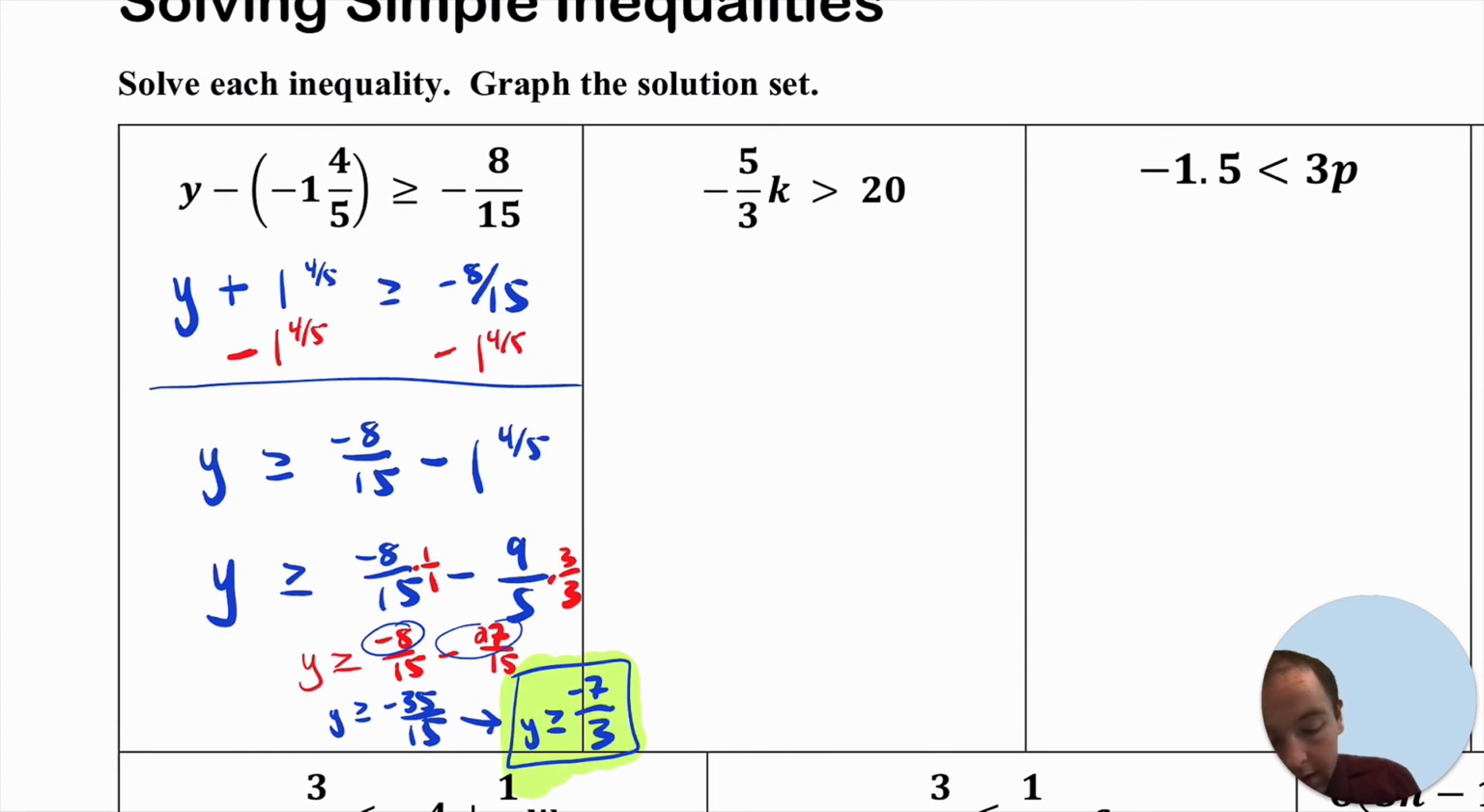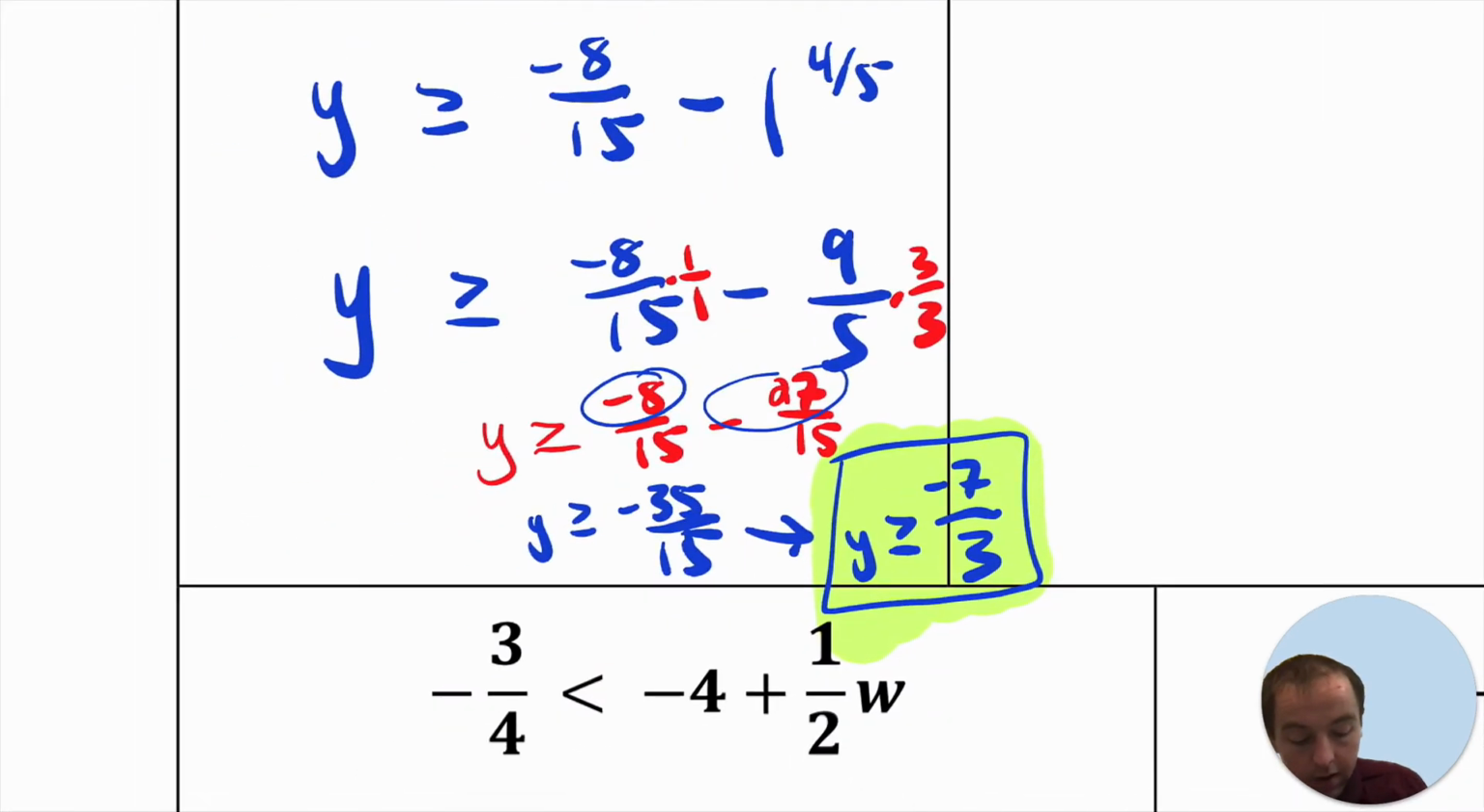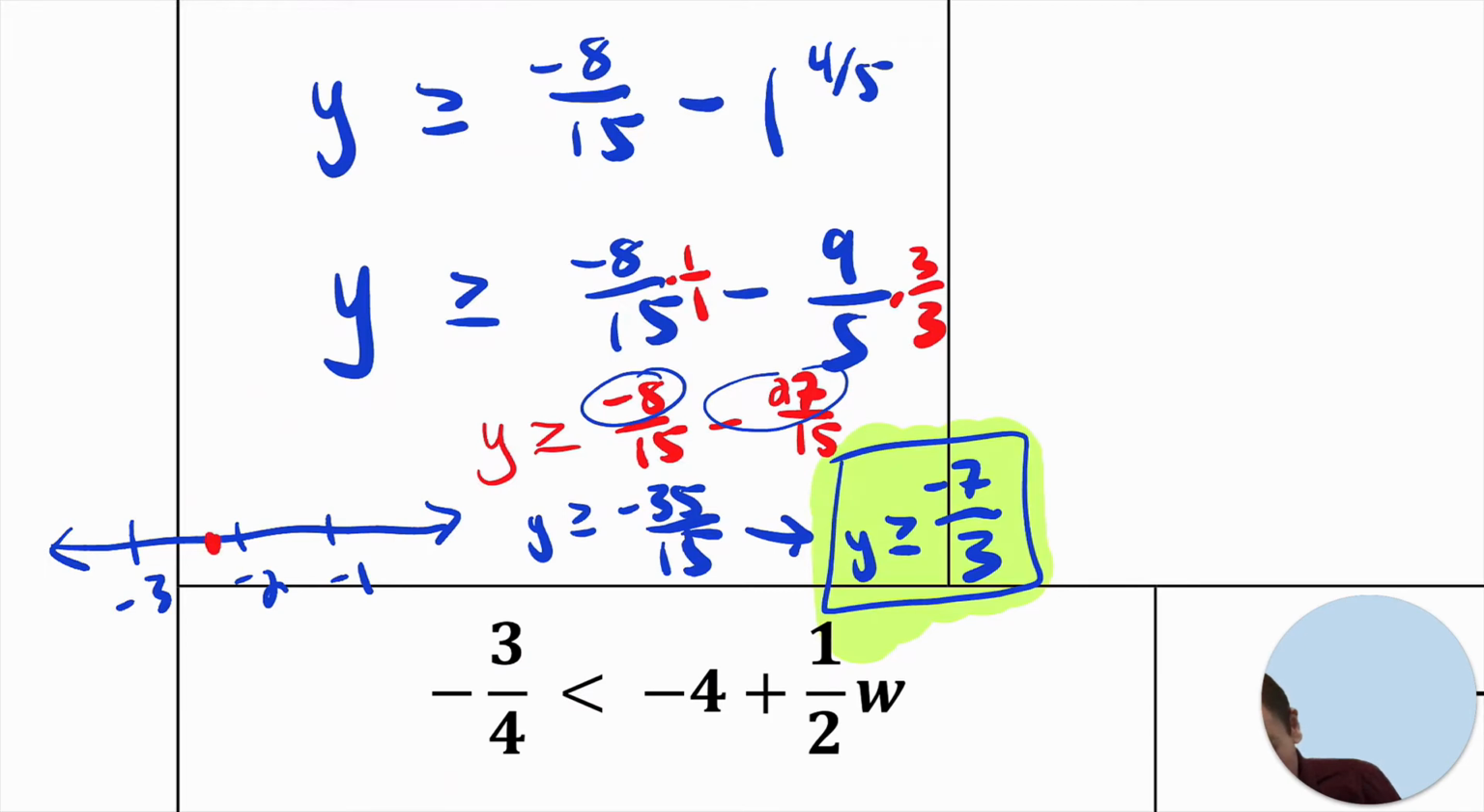I think I did say to graph the solution set, so that would just be graphing all of these numbers for y on the number line. If you're to graph this, here's our number line, here's negative 3 and negative 2 and negative 1. Negative 7/3 is going to be negative 2 1/3, so it'd be right there, that is negative 7/3.